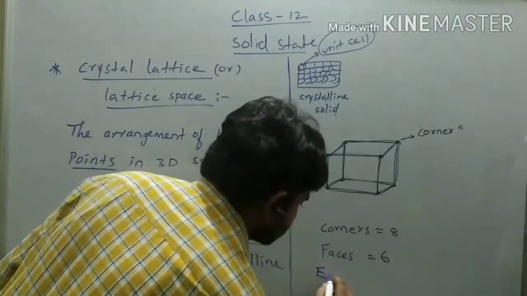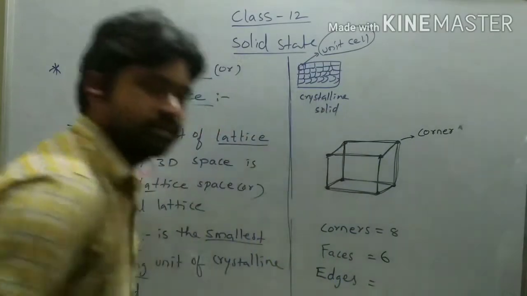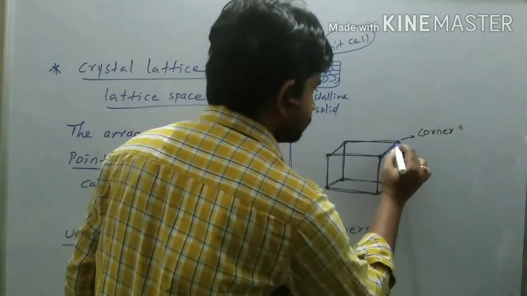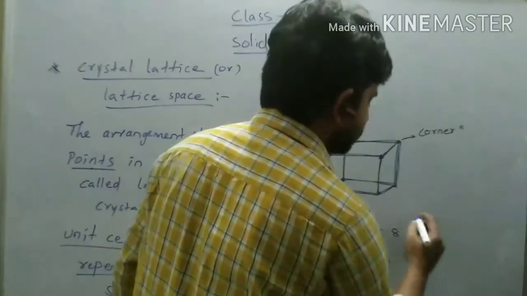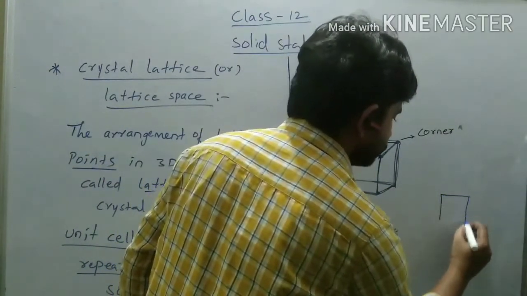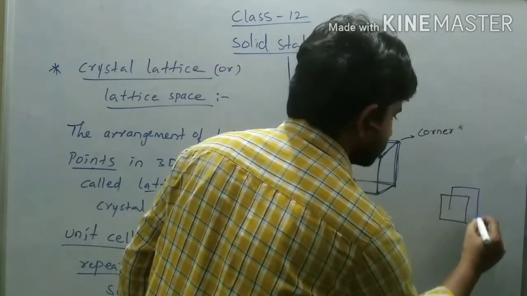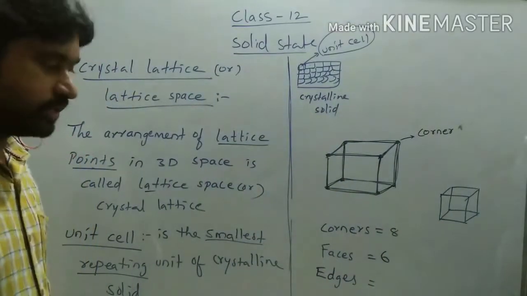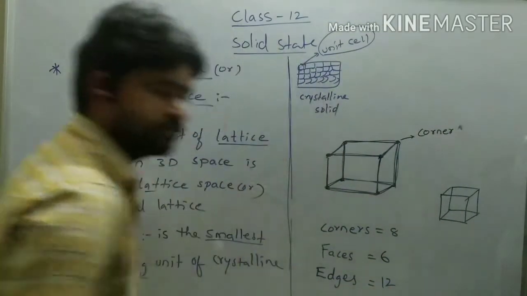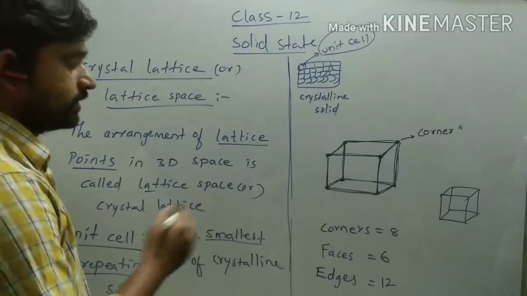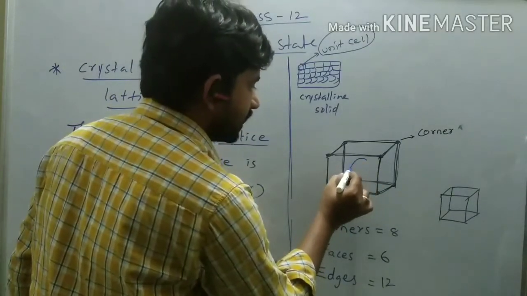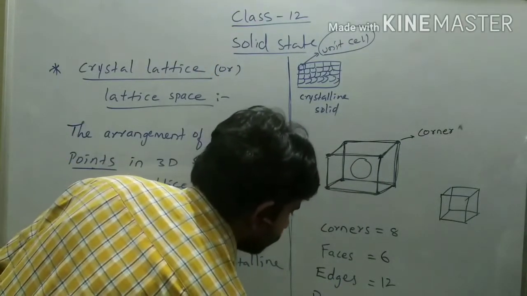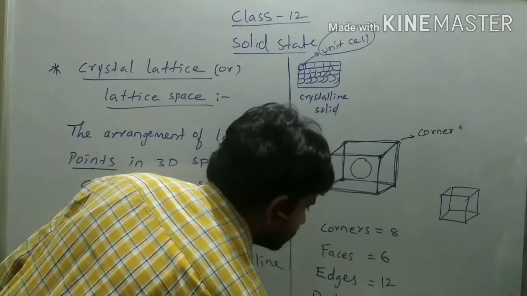The next, edges. How many edges are there here? This is one of the edges, this is one of the edges. Once again I am counting here: 1, 2, 3, 4, 5, 6, 7, 8, 9, 10, 11, 12. Total 12 edges are there. The next, the atom present exactly at the center of the body, you can call the body center. How many body centers here?